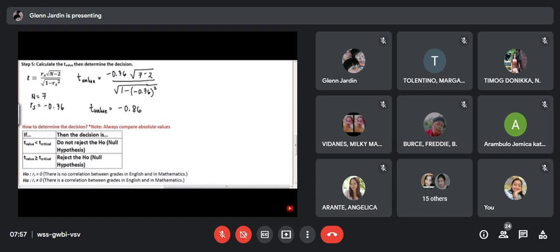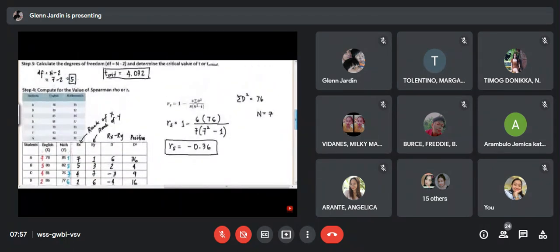Okay? Now, magko-compare na tayo ng t-value at saka ng t-crit. Again, note, always compare absolute values. So, ang sagot ko guys, negative, pero pag kinompare ko siya, positive dapat. Ito rin, yung RS natin will remain negative. Negative yan guys, pero pag nagko-compare kayo, gawin nyo lang siyang positive. For the sake of comparing, gawin nyo siyang absolute value. So, ang t-value na compute ko ay negative 0.86.